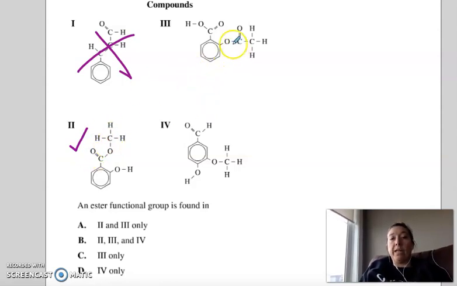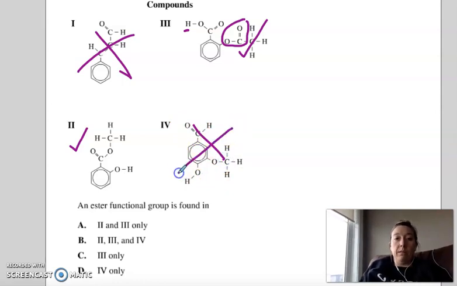Go over here to number 3. This one has a C double bond O over here, but this is not an ester, and the reason it's not an ester is it has this H over here. So this is a carboxyl group. But right over here, we do have that C double bond O to that C. So that counts. When we go over to number 4, there's no C double bond O down here. There is one up here, but there's no additional O. So that one is out. So 2 and 3 only.